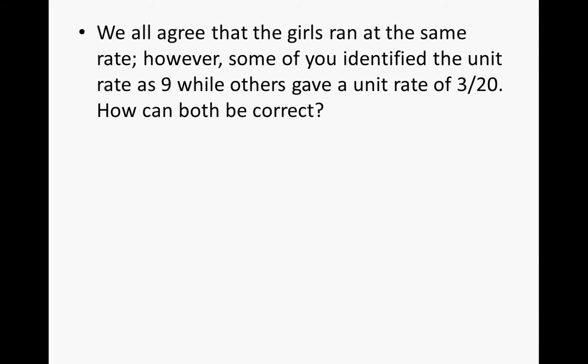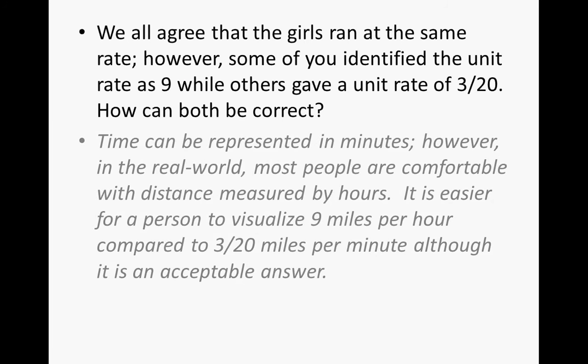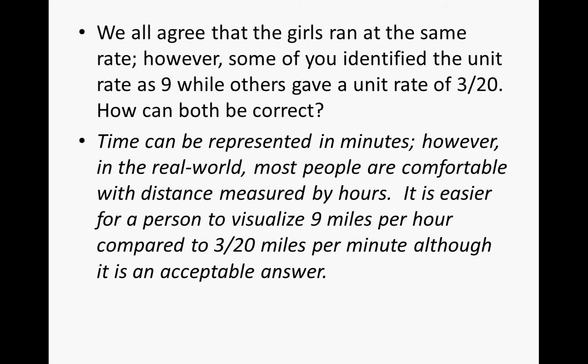However, some of you identified the unit rate as 9, while others gave a unit rate of 3/20. How can both be correct? Well, time can be represented in minutes. However, in the real world, most people are comfortable with distance measured by hours. It is easier for a person to visualize 9 miles per hour compared to 3/20 of a mile per minute, although it is an acceptable answer.